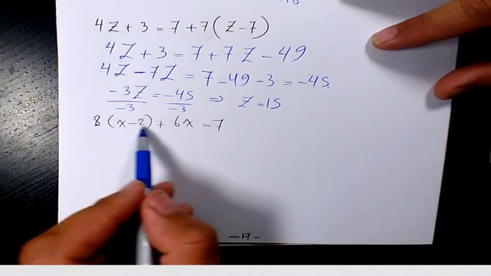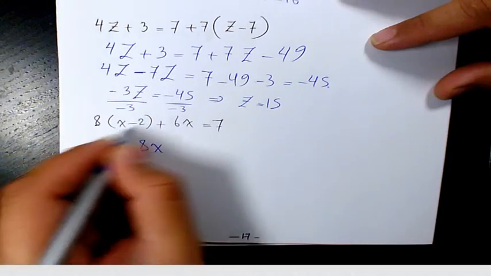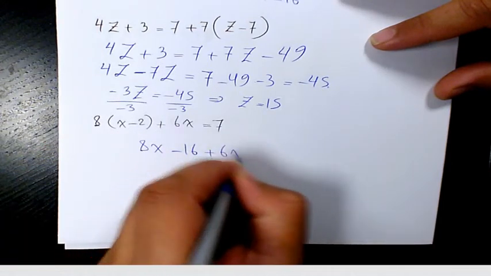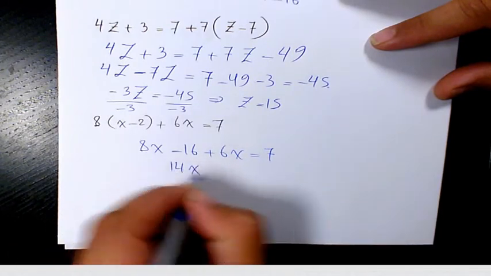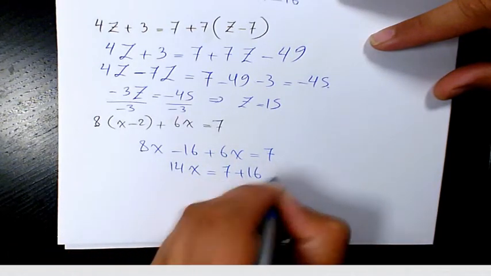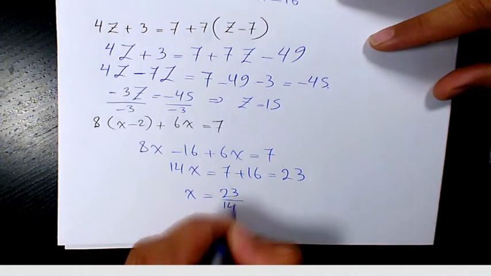8 times x minus 2 plus 6x equals 7. So 8 times x, 8x. 8 times negative 2, negative 16 plus 6x equals 7. 8x plus 6x is going to be 14x. 7 plus 16 is going to be 23. So x will be 23 divided by 14.